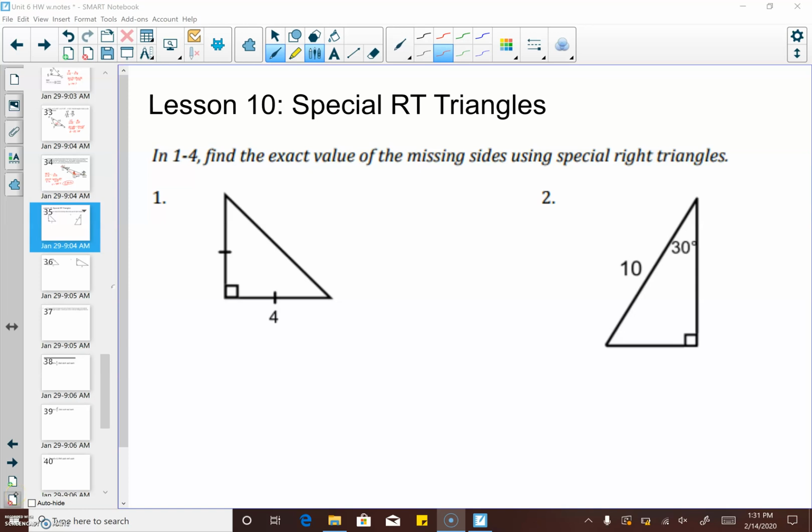So for lesson 10, we're going to talk about special right triangles. And the first thing we need to do is identify what type of triangle we have. So in this one, because we see the two congruency marks, we know we're 45, 45, 90. So our two legs are the same.